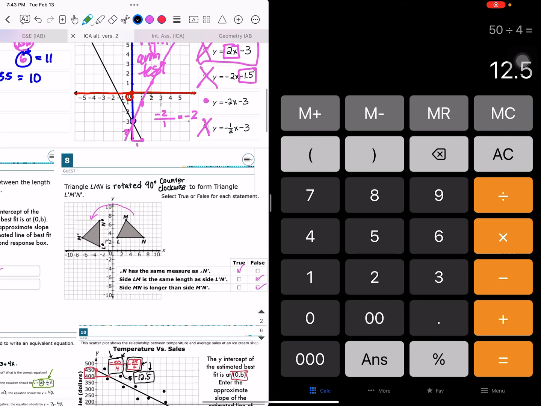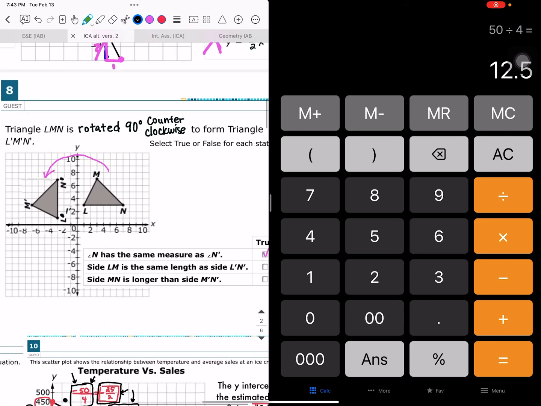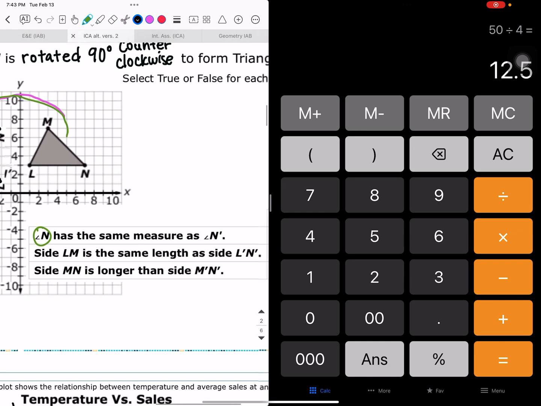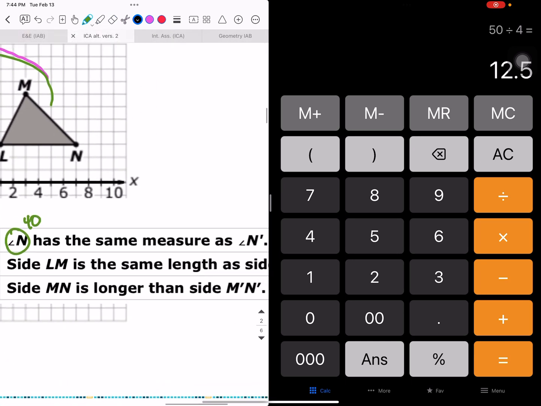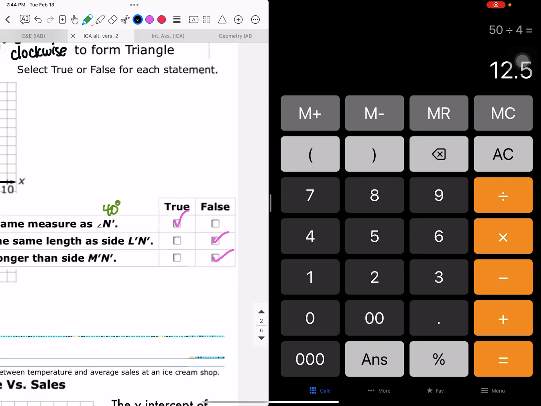Number 8. If all I do is rotate, everything should stay the same. Is the old angle N the same? Like if it was 40 degrees, is the new angle N still 40 degrees? Yes, true.